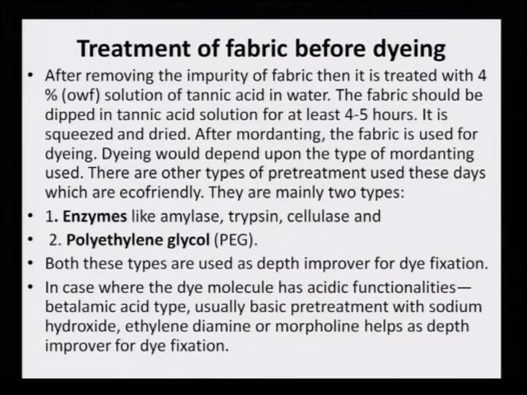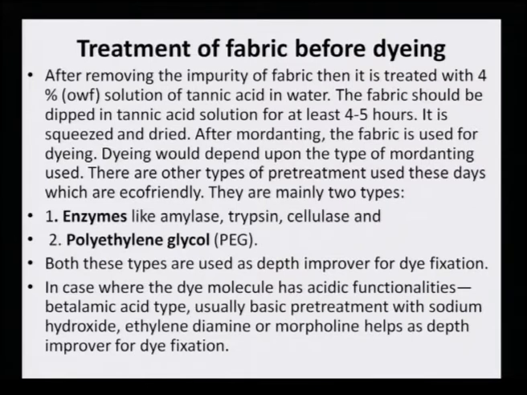Treatment of fabric before dyeing. After removing the impurities of the fabric, it is treated with a 4% weight of the fabric solution of tannic acid in water. The fabric should be dipped in tannic acid. This is for cotton dyeing when we are preparing the pre-treatment for cotton. Tannic acid is only and only used when cotton dyeing is carried out. The fabric should be dipped in tannic acid solution for at least 4 to 5 hours. It is squeezed and dyed.